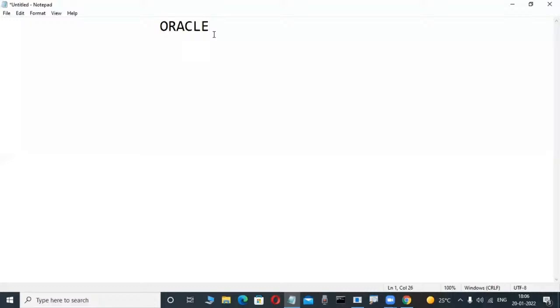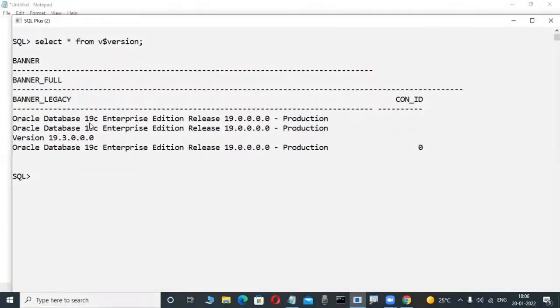Oracle 1.0, 2.0, 3.0, 4.0, 5.0, 6.0, 6.1, 5.1 also there. And now 7.0, 7.1, 7.2, 7.3, 8.0, 8.1.5, 8.1.6, 8.1.7. That is also called 8i, 9i, 10g, 11g, 12c, 18c, 19c, and the latest one, 21c. But in our class, the software available is 19c, so we are learning only that.